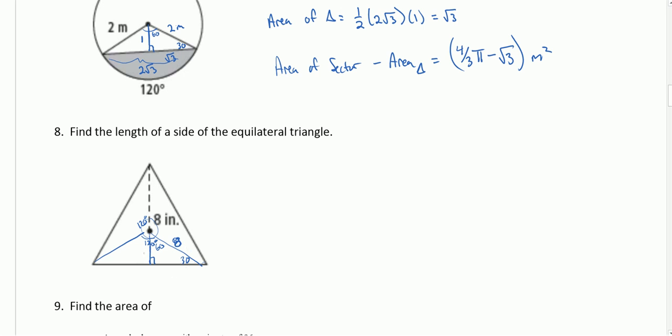So the shortest side is the apothem, or the distance from the center to the midpoint, and that's 4. And then the side across from 60 would be 4 root 3. So the full side length would be double that, which is 8 root 3 inches.